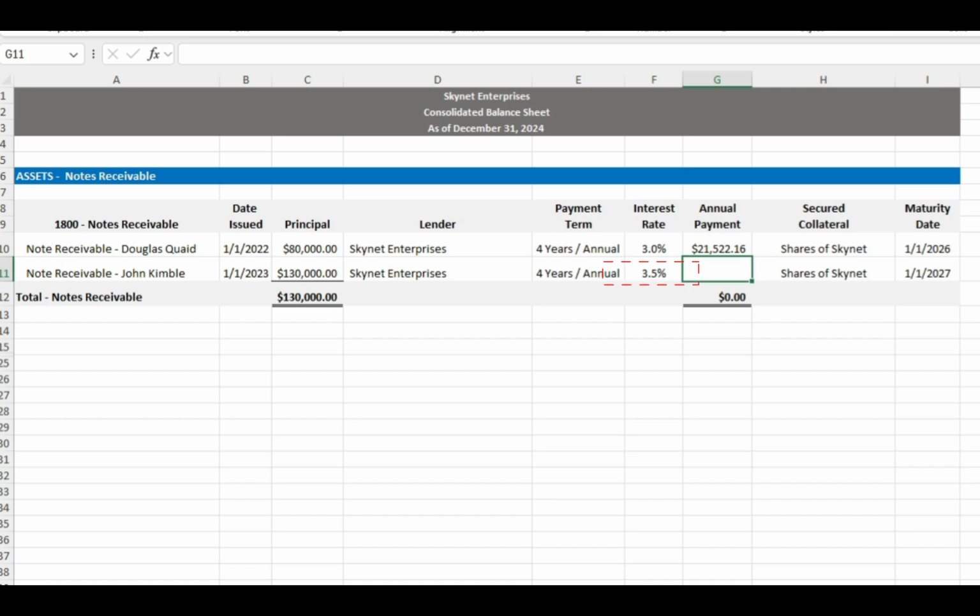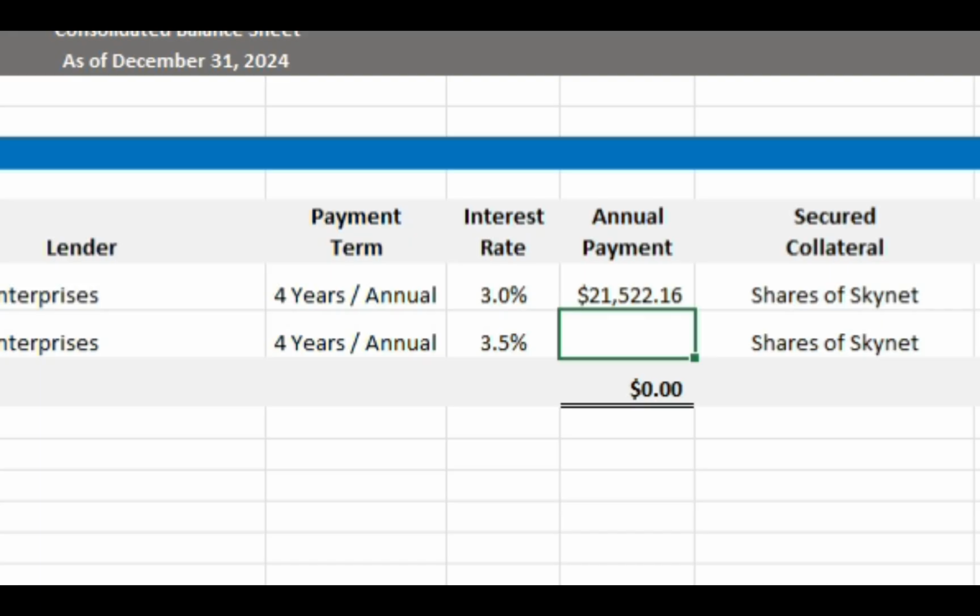Collateralized by the shares of Skynet, and the maturity date is 4 years from the date of issuance. So let's just run through the payment function real quick again so we can figure out what our payment is for this loan. So going through this again, we're going to grab our rate.